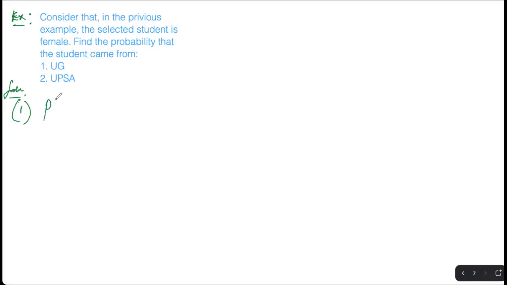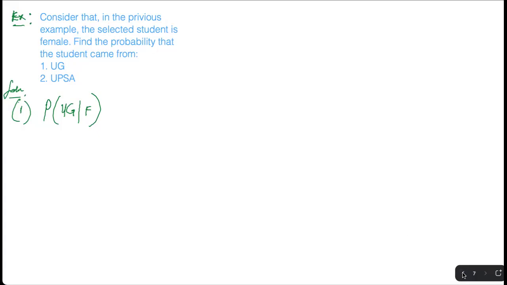So that's going to be the probability, because you've been told to consider this new information that the selected student is female. So this is the prior probability, or the prior event. Any new event would be conditioned on the fact that the person that we selected was female. So the probability of UG given F, given female. And the question is asking you to find this.